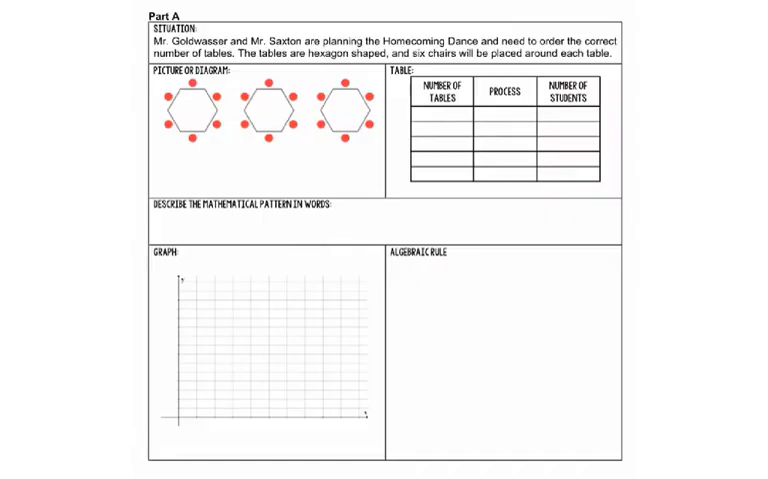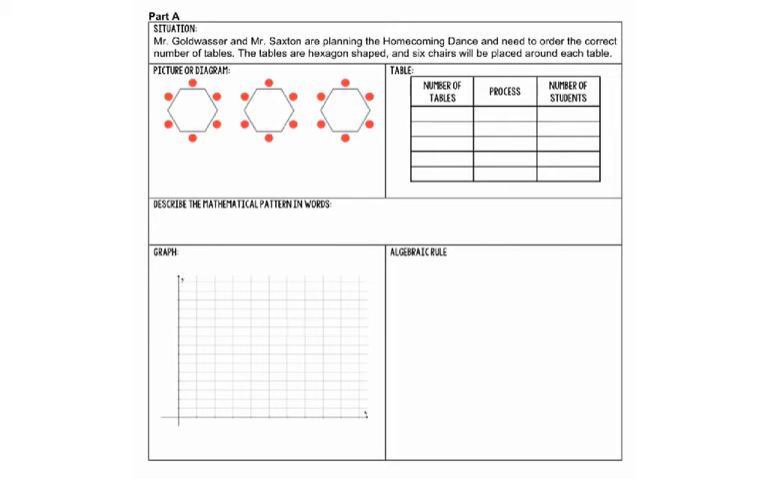So let's take a look at a situation here. Mr. Goldwasser and Mr. Saxon are planning the homecoming dance and need to order the correct number of tables. The tables are hexagon shaped and 6 chairs will be placed around each table. You see a visual diagram right below it, with the red dots indicating the number of chairs around each table. So you see that there are 6 chairs around each table. If we tried to organize a table around it, we would see the two variables that we're trying to connect are the number of tables and the number of students.